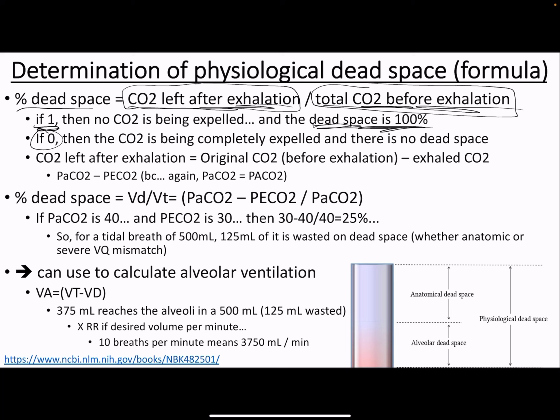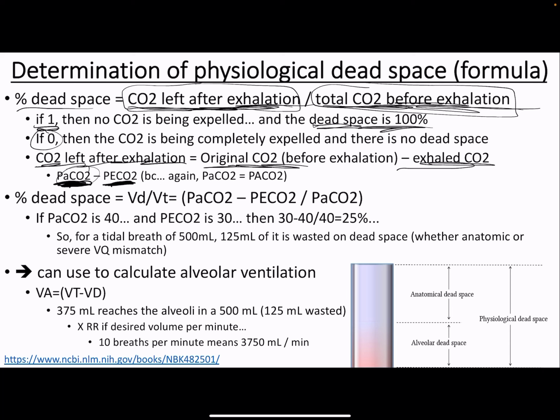If it would be 0, that means there was no CO2 left after exhalation. You completely got rid of all of it. There was perfect gas exchange. All of the CO2 from your blood got into the alveoli and then it was breathed out. So how to calculate this? The CO2 left after exhalation is just the original amount of CO2 minus the exhaled amount of CO2. The original amount of CO2 is just the PACO2, and then the amount exhaled is the expired CO2.